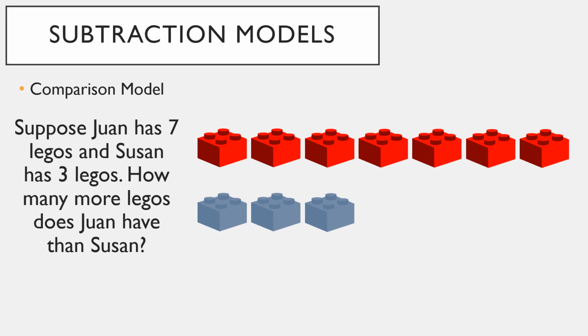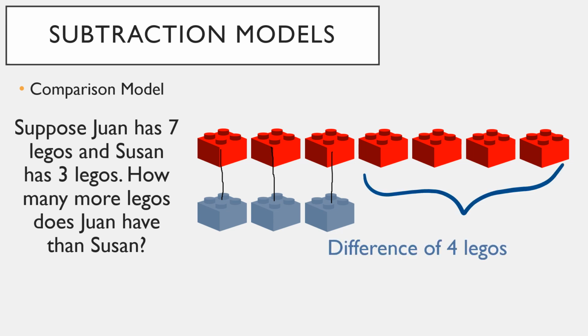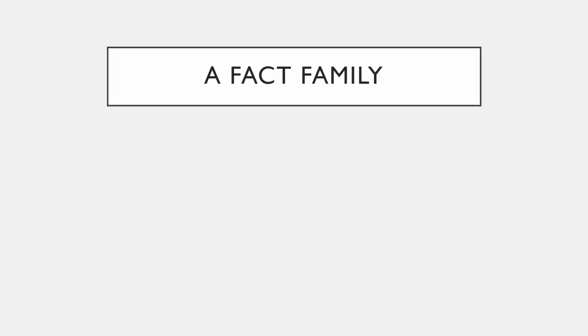So we're matching up, and we're saying, okay, here Juan's first Lego matches with Susan's first Lego. Juan's second Lego matches with Susan's second Lego. Juan's third Lego matches with Susan's third Lego. And then from there, we have nothing else to match it with. So that tells us that we have a difference of 4 Legos. So Juan has 4 more Legos than Susan.